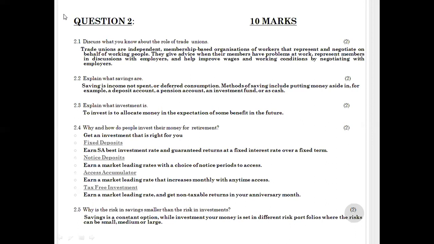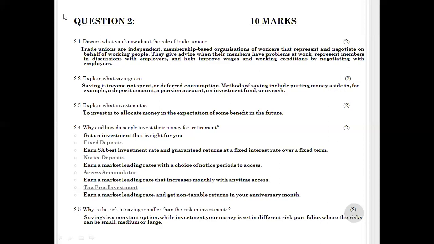Question two, also 10 marks. Here I've put the question and the answer for you. And now you need to listen for the marks. 2.1 is saying, discuss what you know about the role of trade unions. Remember, for answering it, I have put quite a long, full definition here to help you with the marks. I'm first going to read what is standing there, and then I will repeat it in short and how you must give the marks.